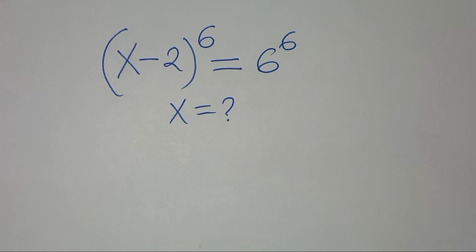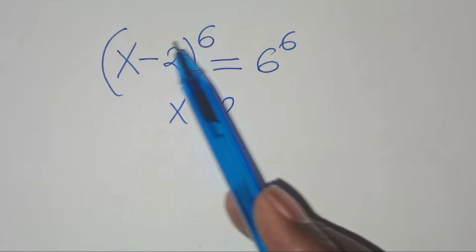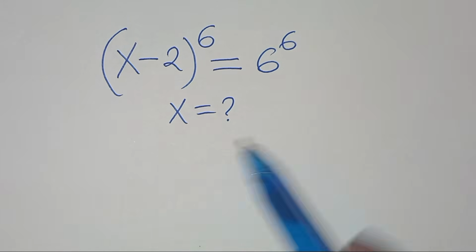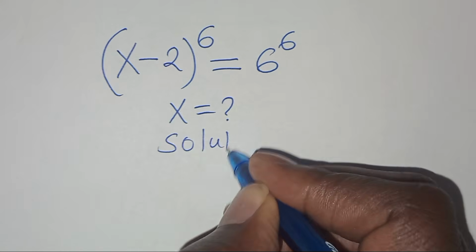Hello everyone, you're welcome to solve this nice exponential equation, which is (x - 2)^6 = 6^6. So what are the values of x? Now, solution from here.